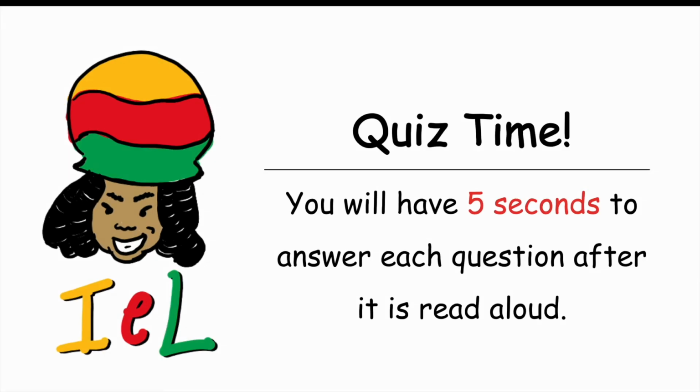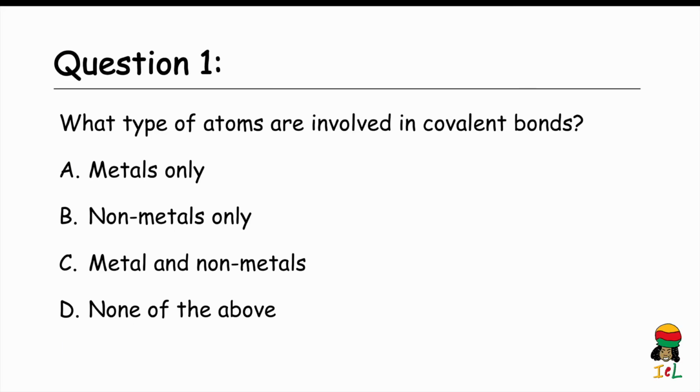It's quiz time. You have 5 seconds to answer each question after it is read aloud. Question 1. What type of atoms are involved in covalent bonds? A. Metals only. B. Nonmetals only. C. Metals and nonmetals. D. None of the above. The answer is B. Nonmetals only are involved in covalent bonds.